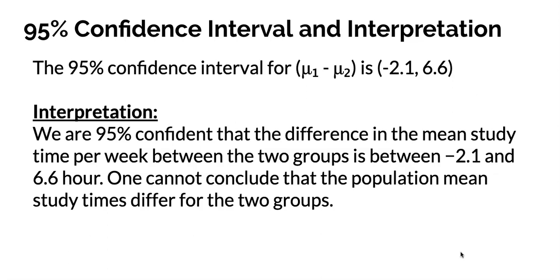So here's the thing. Because that interval included 0 hours in the middle, and 0 means there's no difference, one cannot conclude that the population mean study time differs for the two groups. So even though it looks like the people who plan to go to grad school tend to study more by just looking at our sample, because it was 11 versus 9, that difference was not big enough for us to say there is a statistically significant difference between these two group averages.